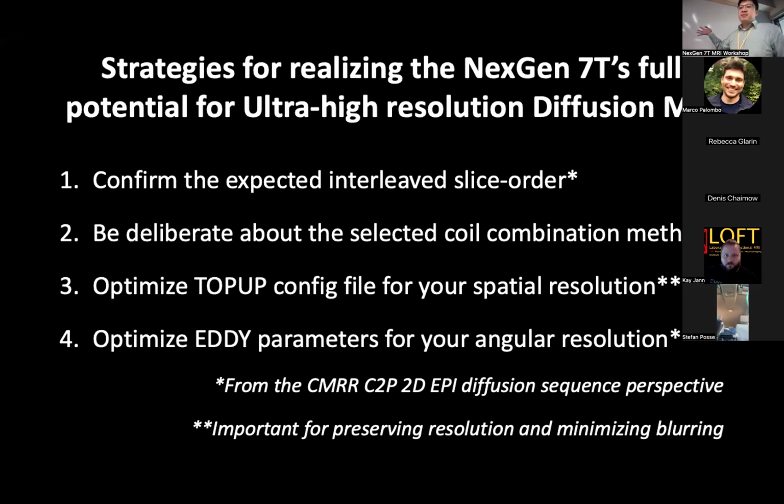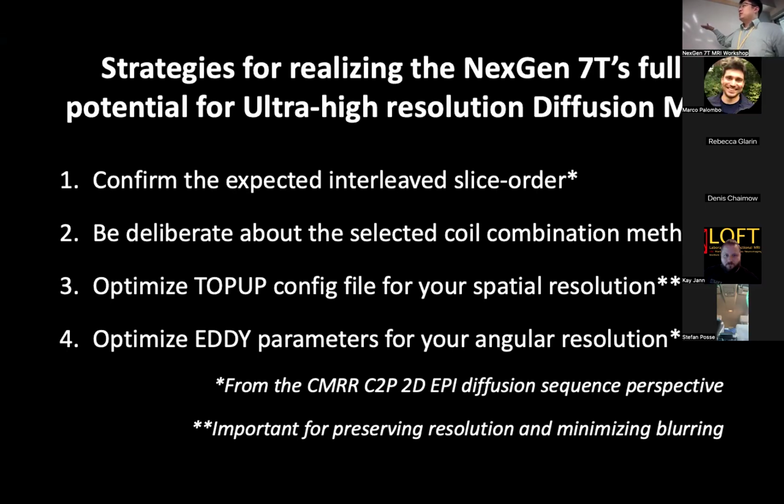Some of them are maybe less well known to people who are processing lower resolution data, but the first one here is to make sure your slice order is correct or what you expect, because when you have these really thin slices, the slice profiles won't be perfect and you'll get spin history effects. So I'll show you some slides of what that means afterwards, but that's number one.